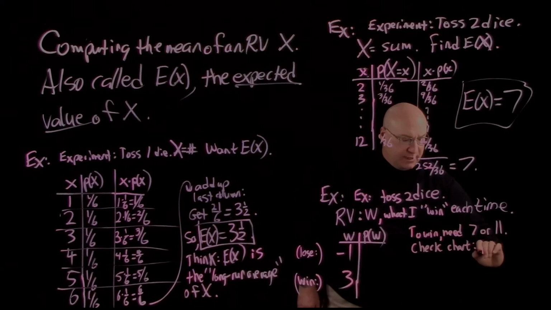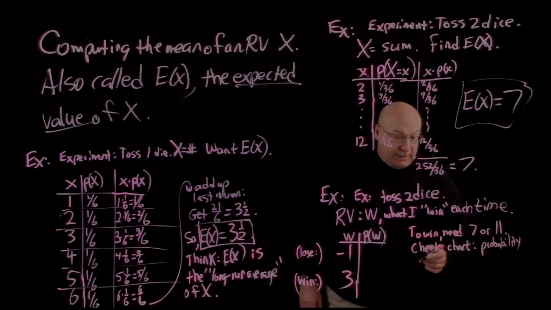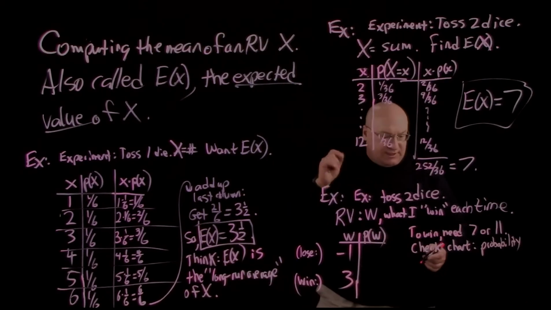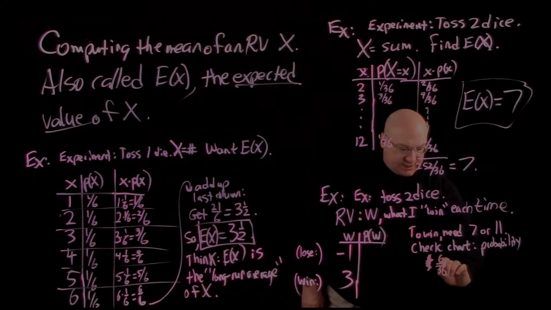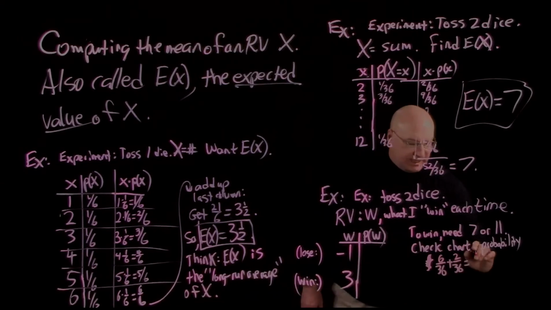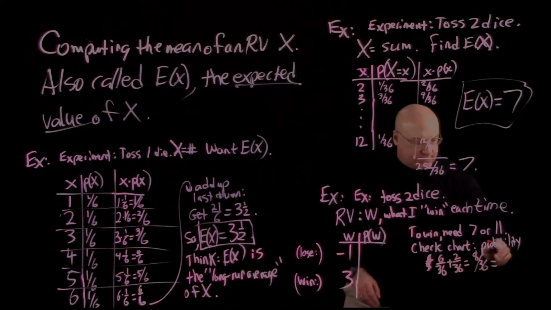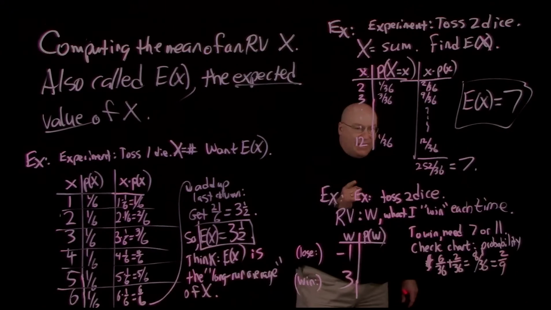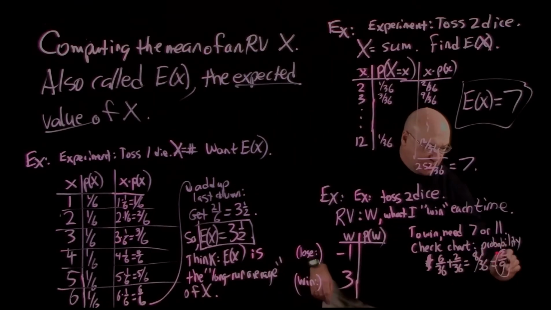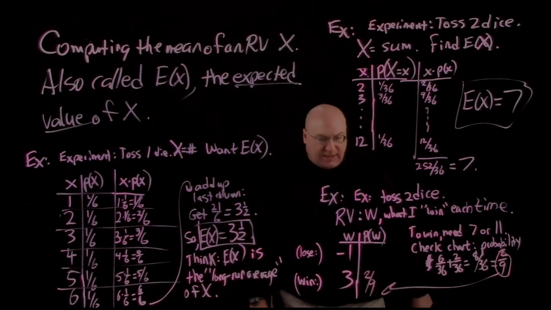The probability, if you look at the area of those 2 bars, the area above 7 was 6 over 36, and the area above 11 was 2 over 36. So I get 8 over 36, which if I pull the 4 out and cancel, it's 2/9. So that is the probability for winning. So ending up with $3 has probability 2/9.